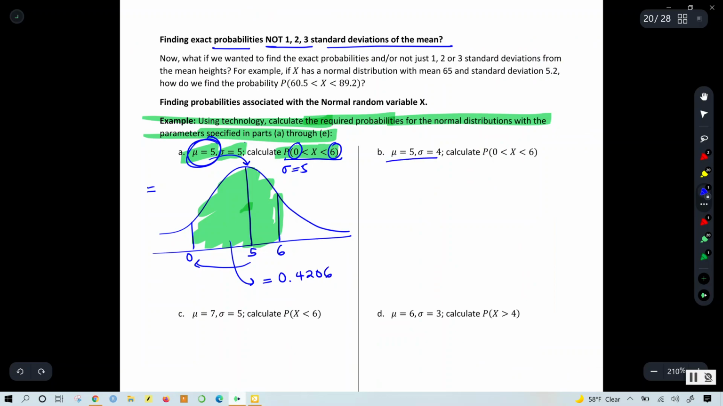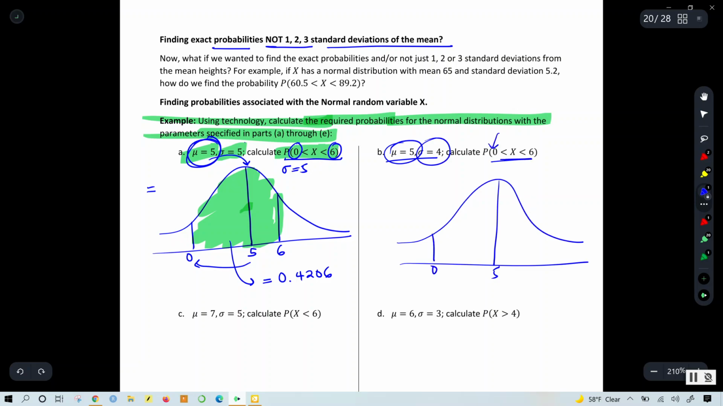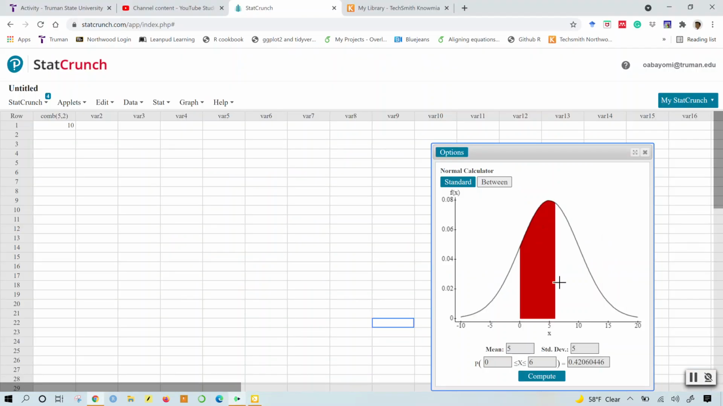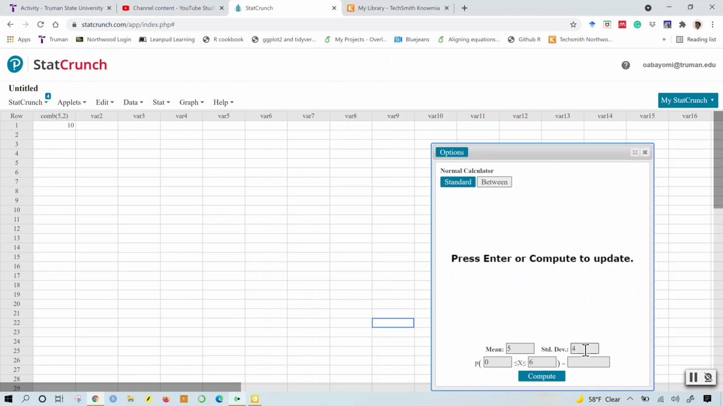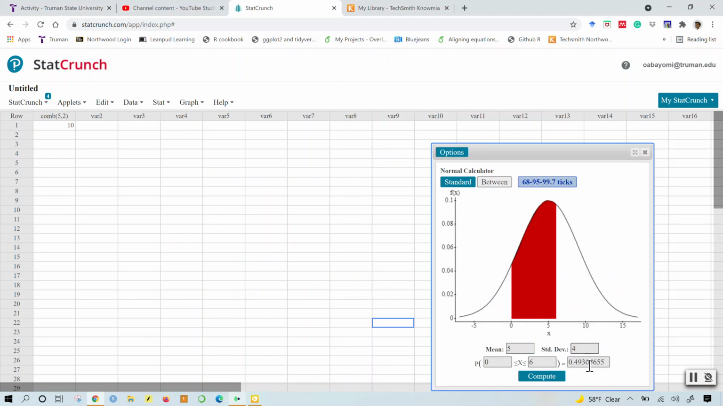For question B, the mean is still 5. However, the standard deviation has changed, but I'm still finding the same region, from 0 to 6. And I will locate this region. And once I locate that region, I want to find the probability in that region. From this question to this question, the only thing that has changed is the standard deviation. So I'm going to alter that, set it to 4 and hit enter. So I have 0.4931.